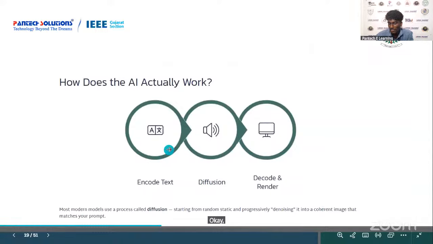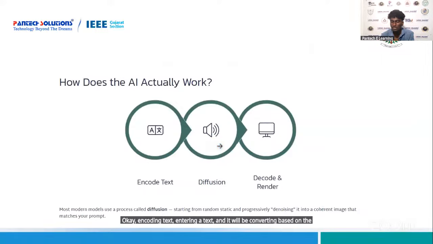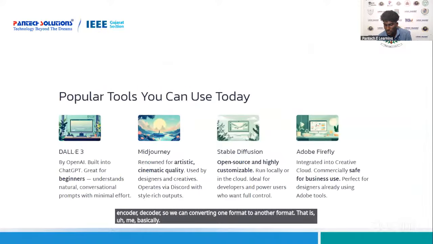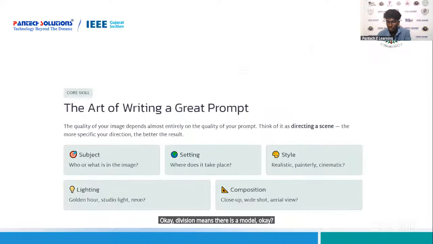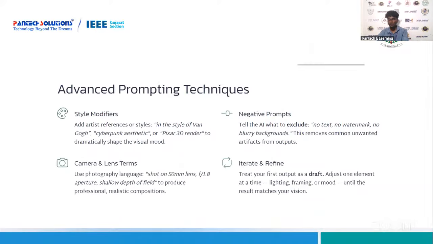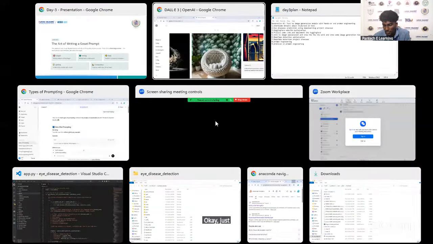Encoding text: I enter a text and it will be converted based on the text. Diffusion means encoder, decoder, so we can convert one format to another format. That is the main idea basically. Diffusion is a model. I'll explain in a practical way.